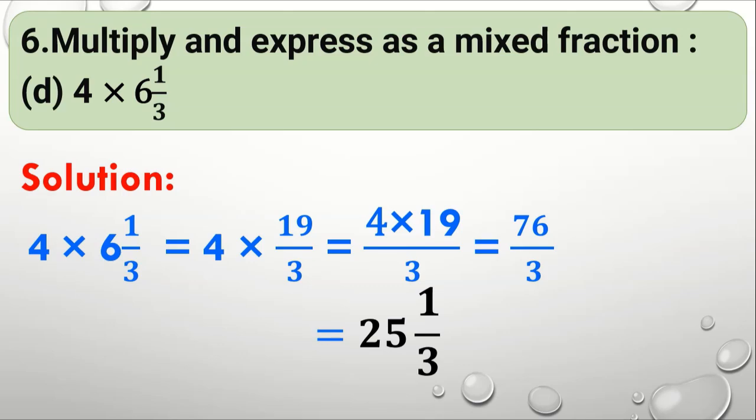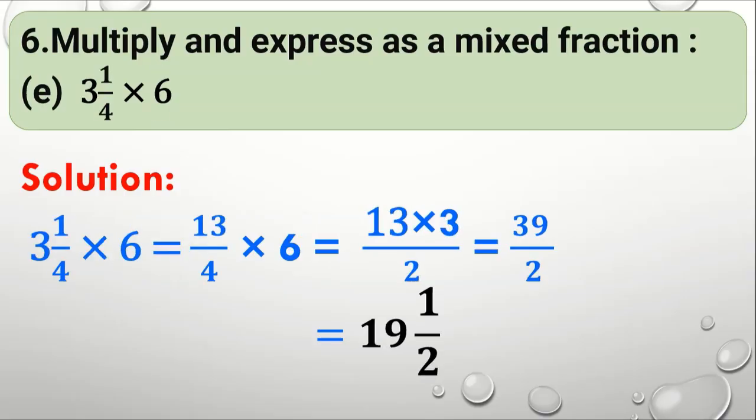4 into 6 and 1 by 3. So 6 and 1 by 3, first we will convert into a simple fraction, that is 19 upon 3. Then we will multiply 4 into 19 upon 3. So 4 into 19 is 76 upon 3. So our answer is 25 and 1 by 3.